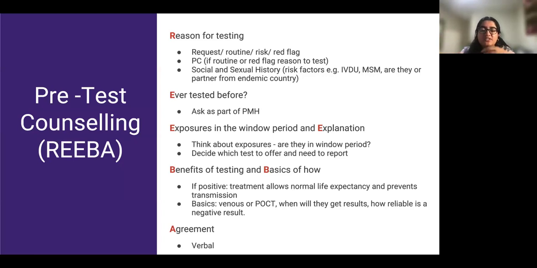Then you'd go on to explaining the benefits of testing and the basics of how you're going to be doing it. So nowadays, most likely you just need to do a blood test for HIV. Point of care tests are not done very commonly now, because you can just do a blood test and it's better. So there's not much of an explanation, but it's always good to explain how long it will take for patients to get their results, because there's obviously a lot of anxiety about this, and to reinforce the idea of safe sex practices until they get their results, because they could be very infective. And then the last bit, which is very important, is agreement. So you need to obtain verbal agreement that they're happy to do the HIV test.